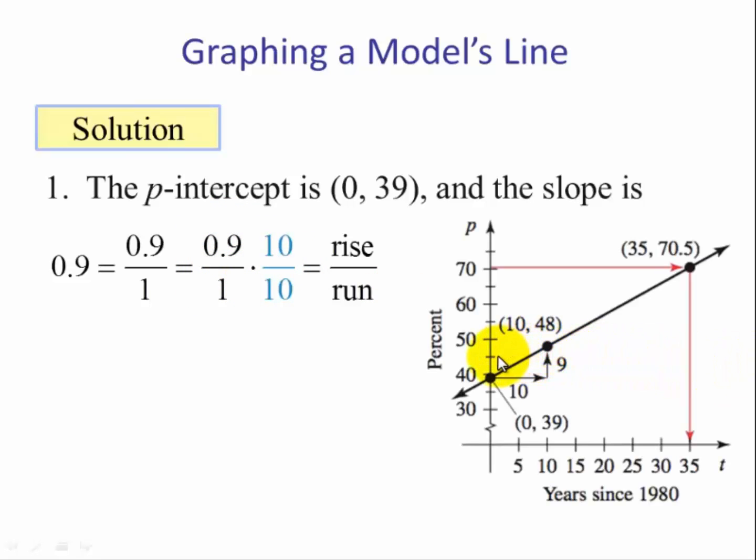So if we go to our y-intercept, which is 39, we're going to run a positive 10, and we're going to rise a positive 9.